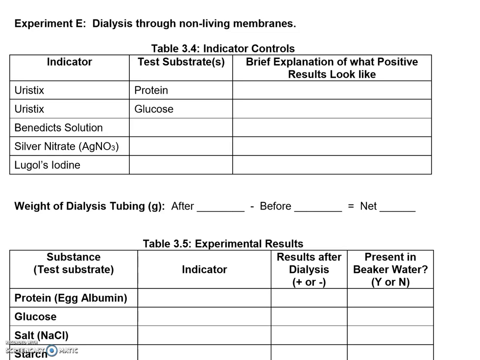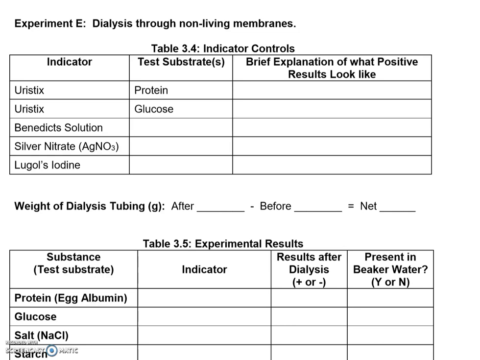And for that, you need to know your indicator reaction. So I'm just gonna walk you through the results here. In this particular experiment, for the detection of protein and glucose, we use these dipsticks. They're very convenient because you dip it into the beaker water, and it shows with a color change whether there's protein or glucose present. So a positive result is a color change.